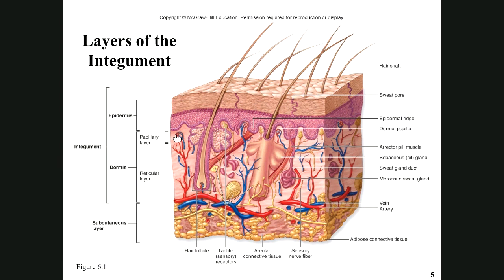And deep to the dermis, we have a layer which we call subcutaneous layer or hypodermis. This is the layer of areolar connective tissue and also adipose tissue, and this is not a part of our integumentary system, but it can attach our integument to the underlying structures. So in this picture you have the skin with epidermis and dermis, and you can see the subcutaneous layer beneath the integument.